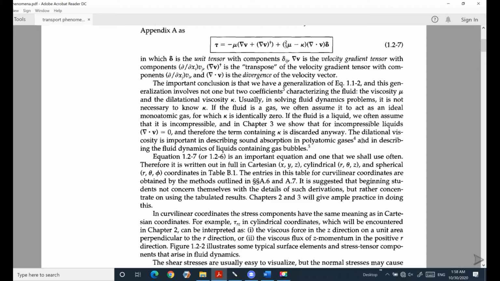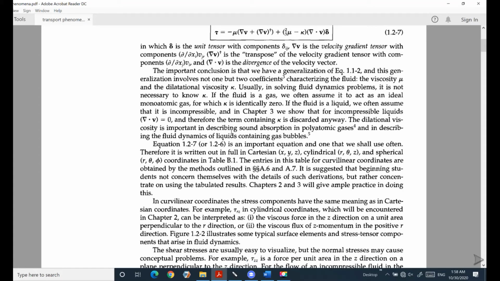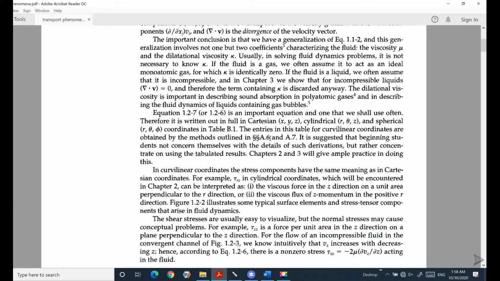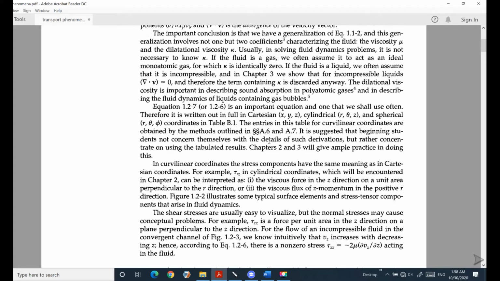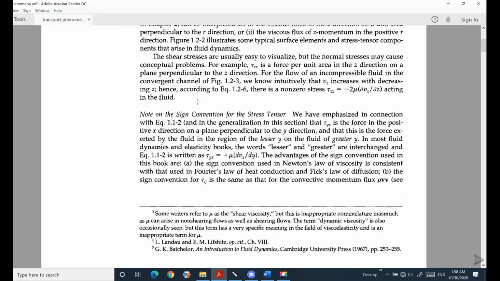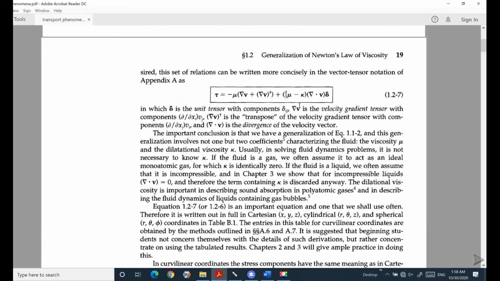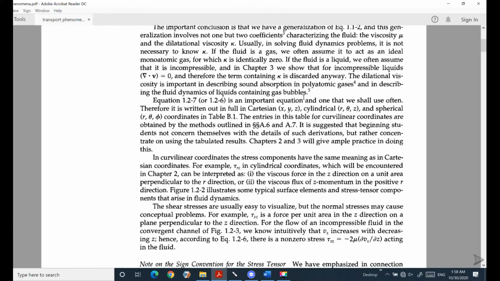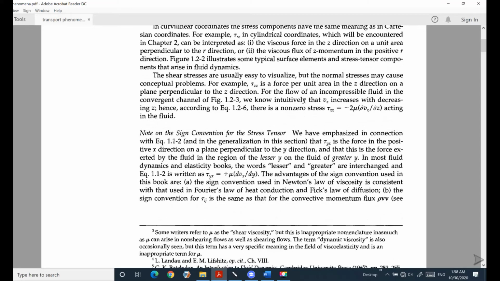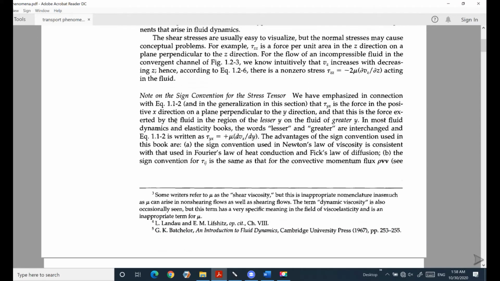And dilatational viscosity is important in describing the sound absorption in polyatomic gases and in describing the fluid dynamics of liquids containing gas bubbles, and so on. So okay, this is the final equation we obtain in this chapter, and the sign convention for the stress tensor.